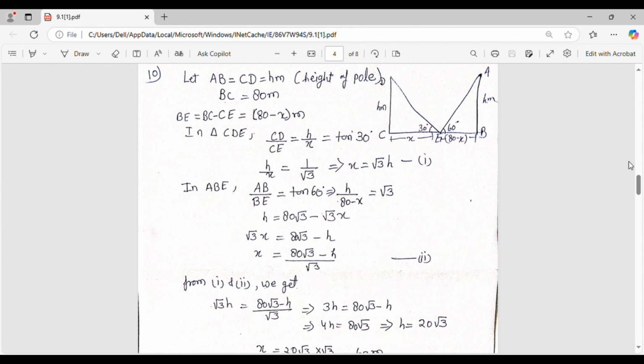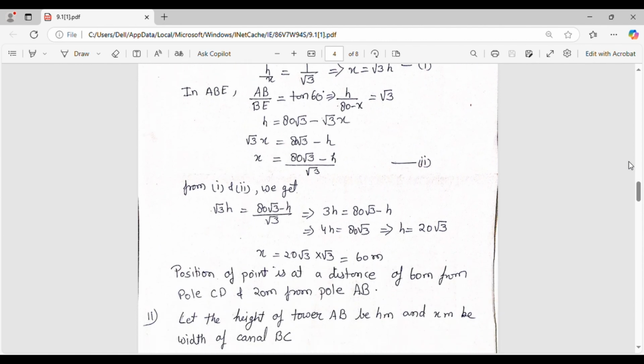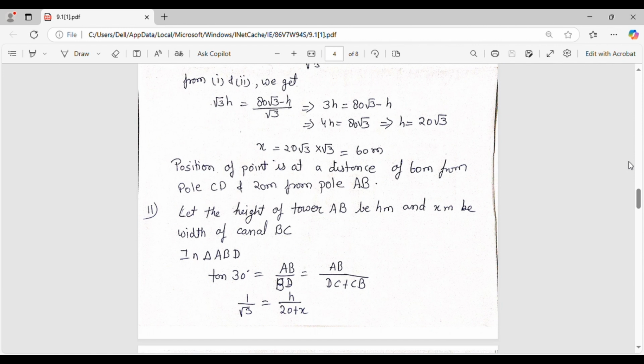By equating first and second equation, we will get root 3h is equal to 80 root 3 minus h upon root 3. After cross multiplying, we will get 3h is equal to 80 root 3 minus h, and after solving this, we will get h is equal to 20 root 3. So x is 20 root 3 into root 3, which is 60 meters. So position of point is at a distance of 60 meter from pole CD and 20 meter from pole AB.